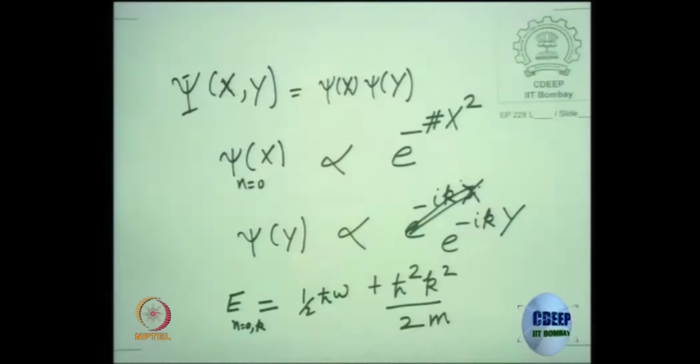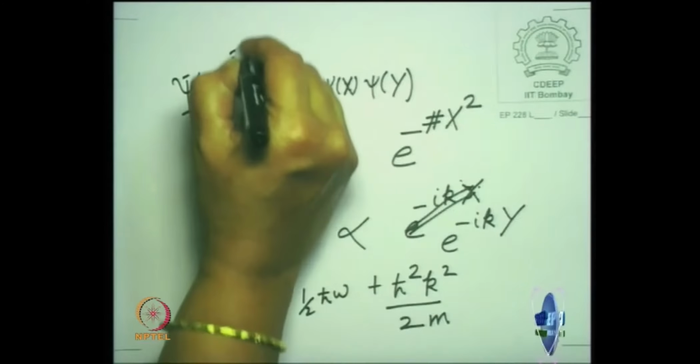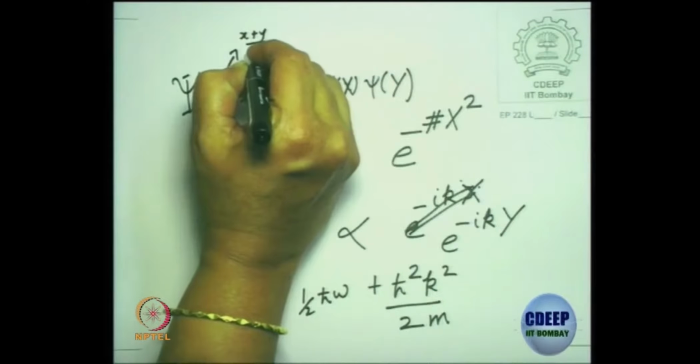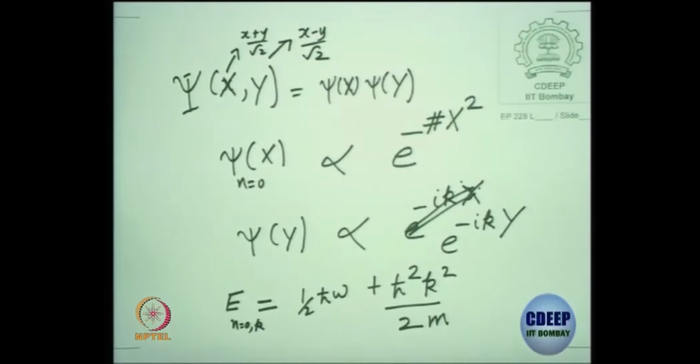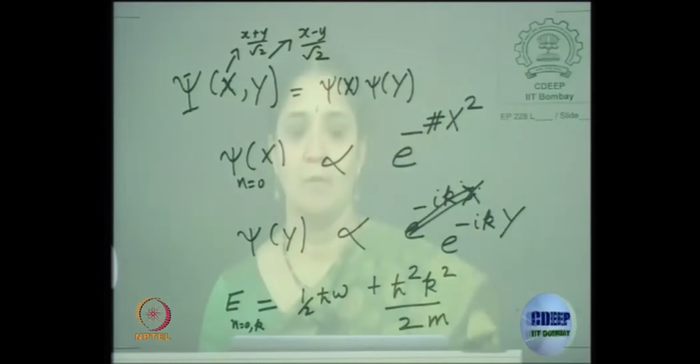You can go back and write this wave function in terms of, you can replace this by x plus y by root 2 and this one is x minus y by root 2, and then you can get back your wave function in the little x little y coordinate. This is a small trick.